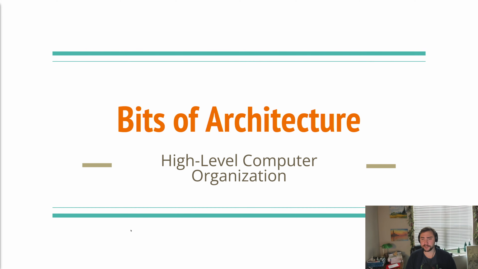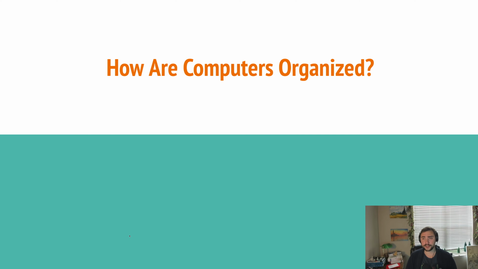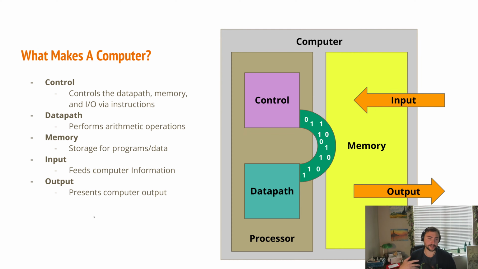So in this episode of the series, we're going to be talking about high-level computer organization. One of the principal questions we have in computer architecture is, how are computers organized? What are the major components, and how do they interact with each other? Classically, our computers have 5 major components, and that's going to be our control, our data path, our memory, our input, and our output. But what exactly are each of these things, and how do they interact with each other?